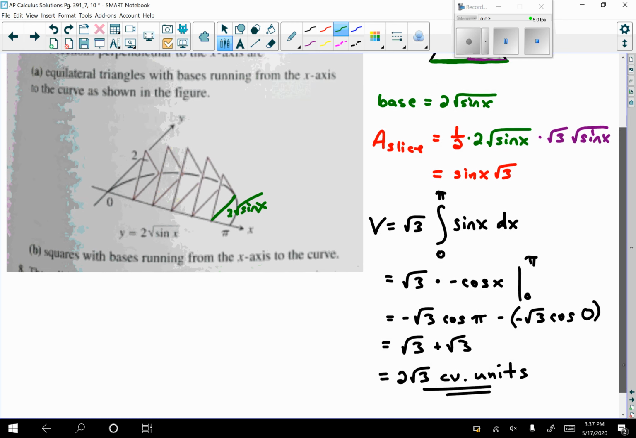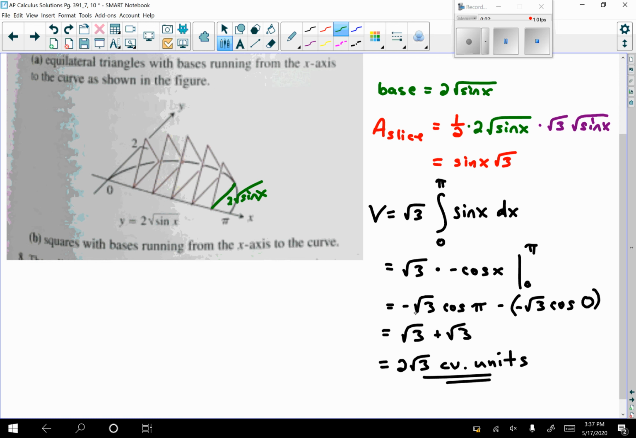And again, going through this very carefully, we get a negative radical 3 cosine pi minus the quantity of negative radical 3 cosine 0. So cosine pi is negative 1, turning that negative radical 3 to a positive. Over here, cosine of 0 is 1, so I get minus a negative radical 3, which will turn into plus radical 3, giving me 2 radical 3 cubic units.